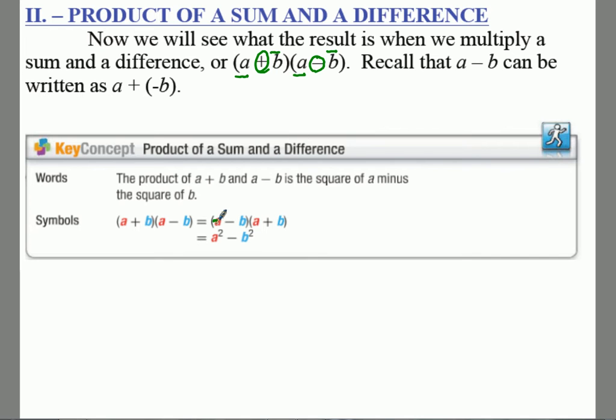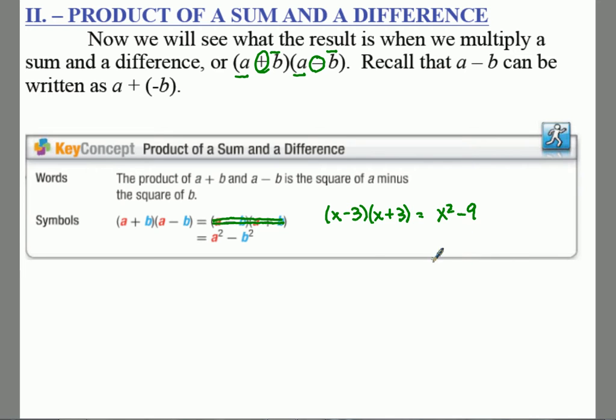Your shortcut is, we're not even going to worry about that. You take your first term and square it. So you take a squared. You put a minus sign in the middle, and you take your second term and square it, and that's your answer. So for example, if you had x minus 3 times x plus 3, your answer is taking your first term, your x, we're going to square that and give you an x squared. You put a minus sign, and then you take your 3 and square it, and that gives you a 9. That is your answer.